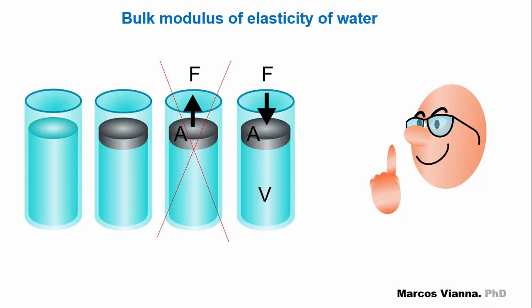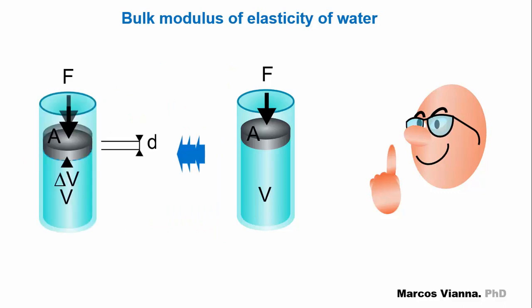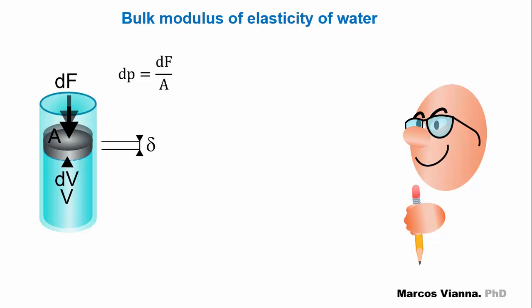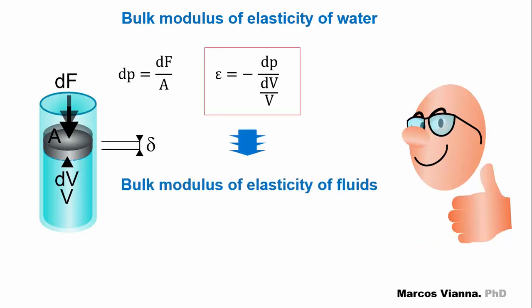Okay, if we can't pull up, we can push down the piston. Let's see what happens then. When the force F is applied, water will be compressed, so the piston will move a small distance d, and there will be a small decrease delta V on the water's initial volume V. Let's redraw it using delta instead of d, and the differential terms dF and dV. The corresponding value for the pressure is dF over A, and this is the expression for the bulk modulus of elasticity of water. It's the same used for all fluids in general.